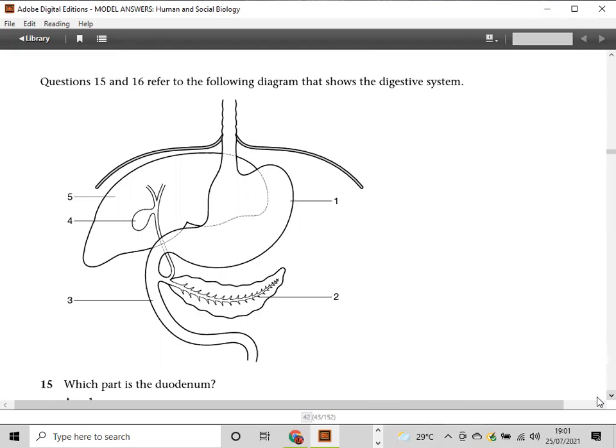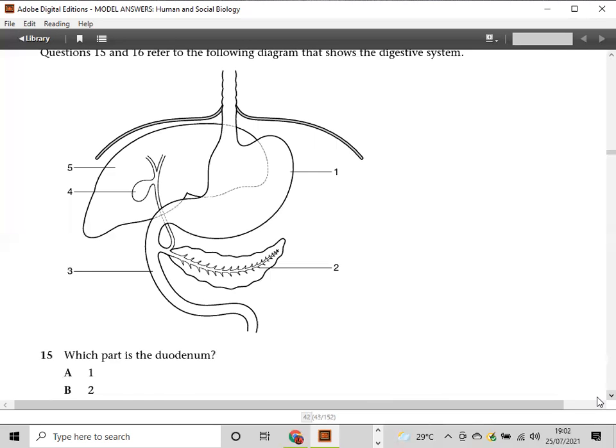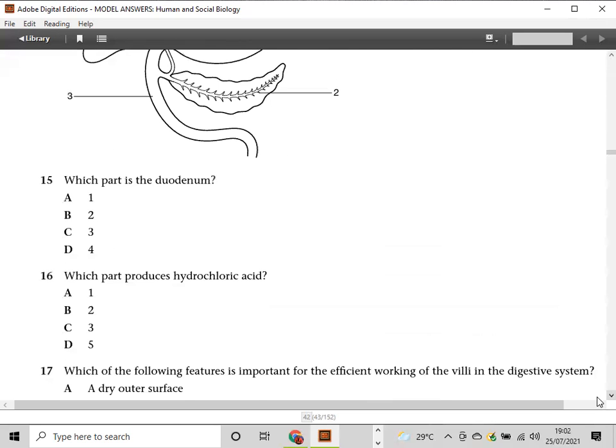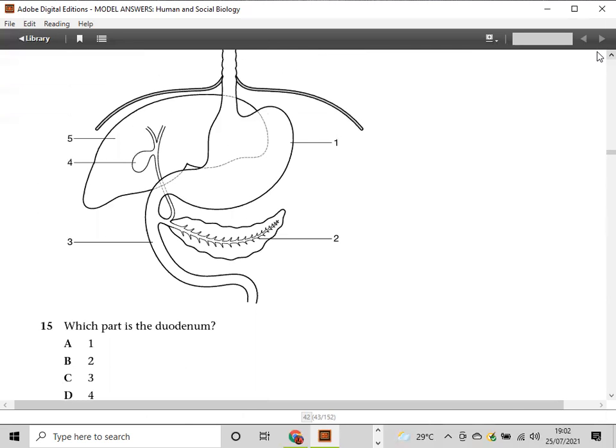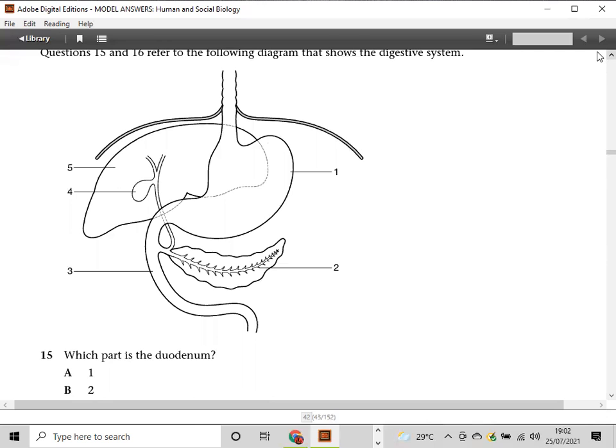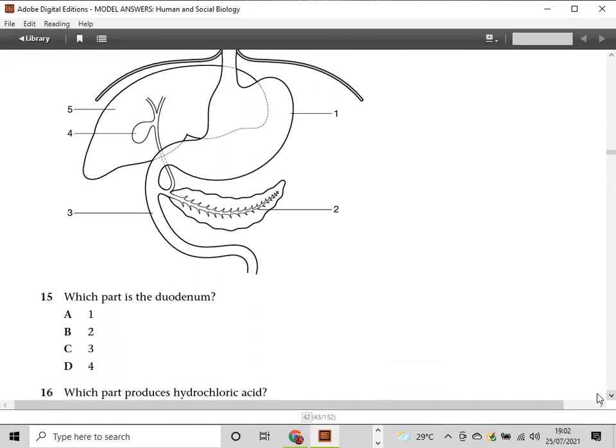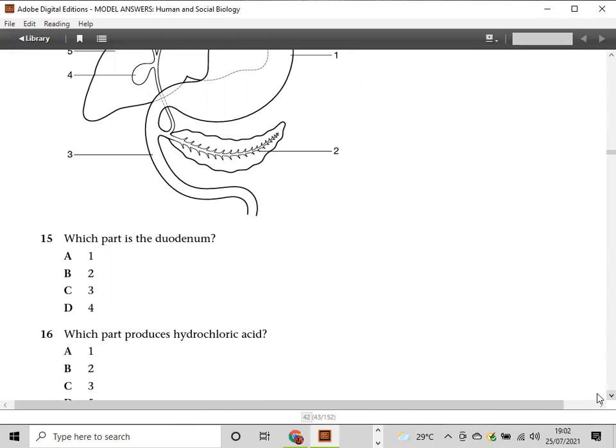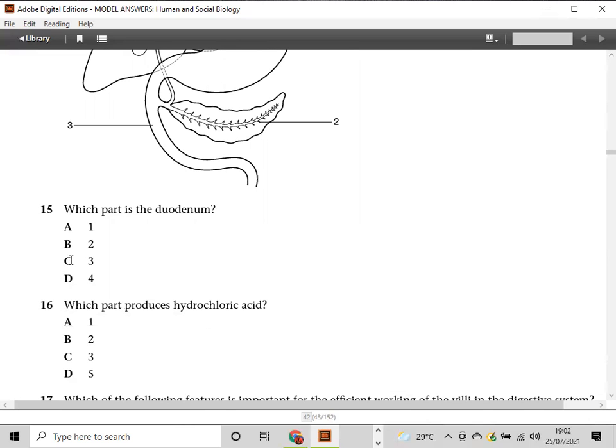Let's move on to 15. So digestive system. Which part is the duodenum? So I'm giving a little time to look at that one. Identify it. All right, let's go down. Is it 1, 2, 3, or 4? And that would be 3. All right, so that is C. So 15 would be C.